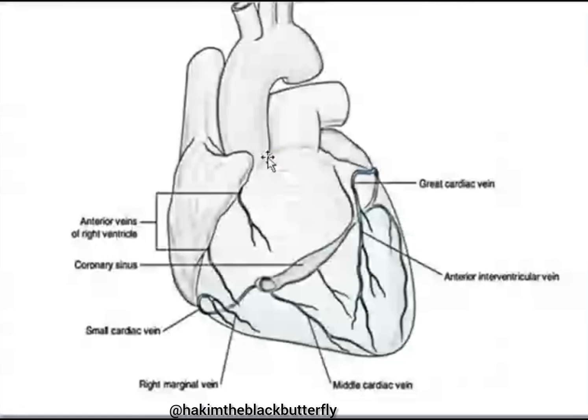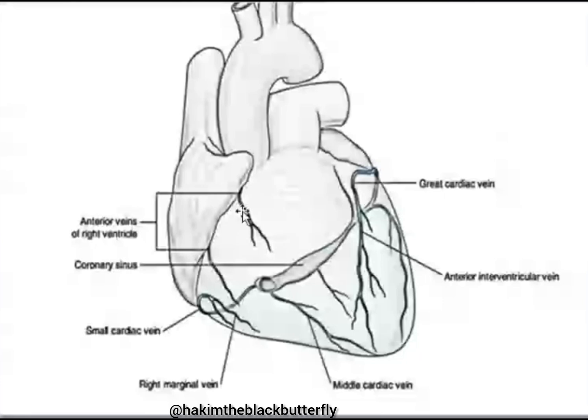What about the venous drainage? Let's orient ourselves: right border, inferior border, left border, superior border, superior vena cava, aorta, pulmonary tract. So let us look at the veins.